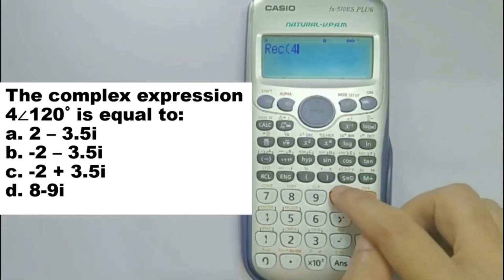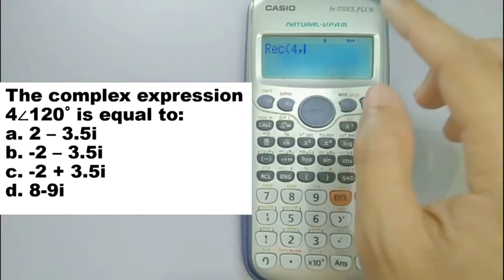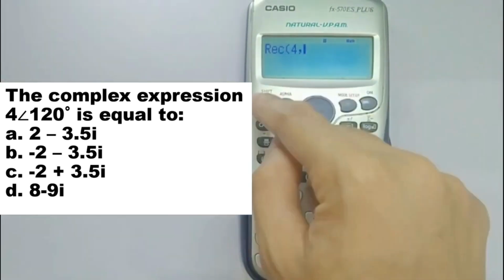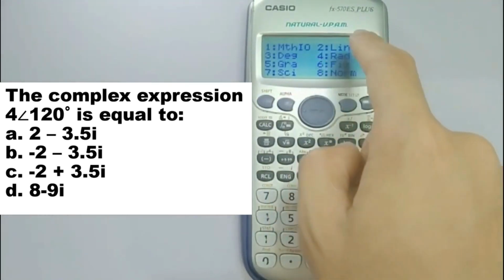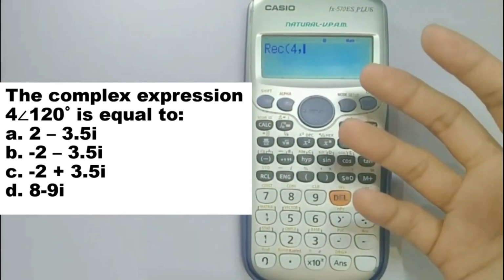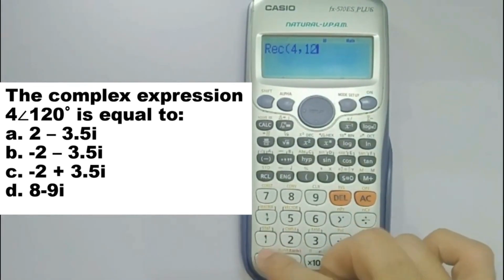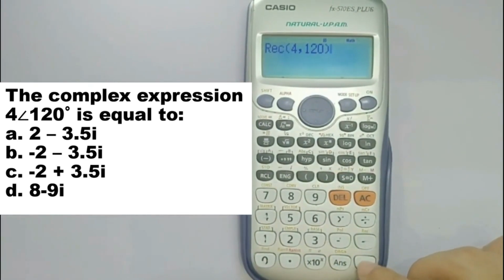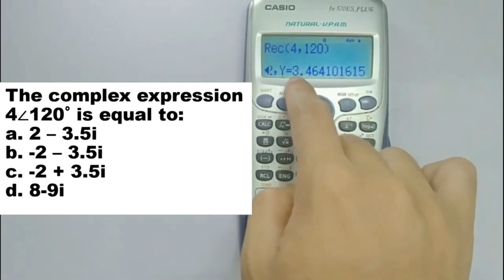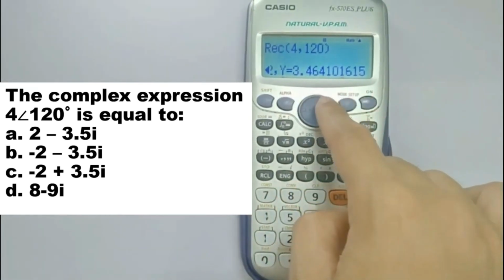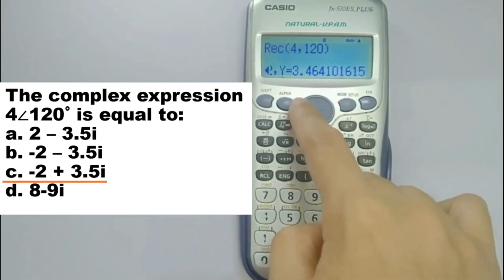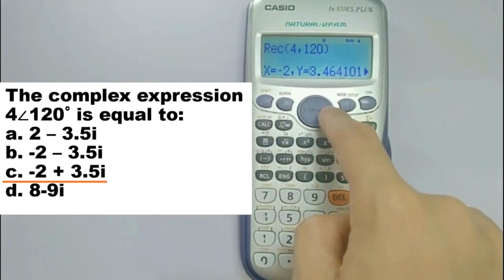So, 4, comma. Make sure na kung naka-degrees ito guys. Degrees yung problem, so make sure na naka-degrees din doon. Kung naka-radian, shift, mode, radian. In here, naka-degree lang siya. So, 3. Make sure of that. Take note of that because you might be careless on that part. You have here 120. So, equals lang. Ito na yung rectangular coordinates niya: negative 2 plus 3.46i. So, that is approximately letter C, negative 2 plus 3.5i. This is the real part, and this is the imaginary part.